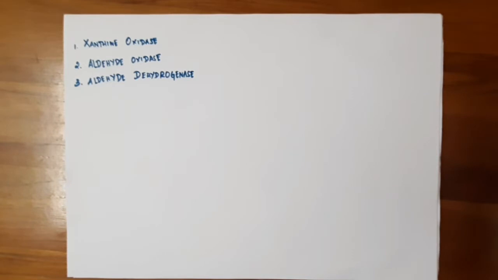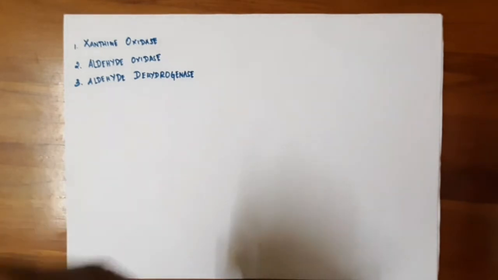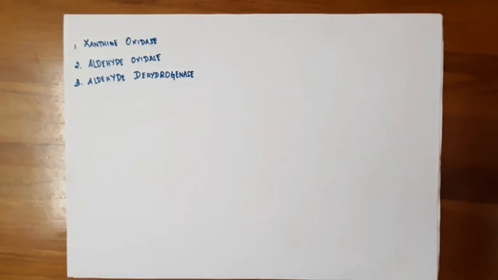In this video, we are going to discuss the oxidoreductase enzymes: xanthine oxidase, aldehyde oxidase, and aldehyde dehydrogenase. These are all very important enzymes in biological systems. First, we will see them one by one.